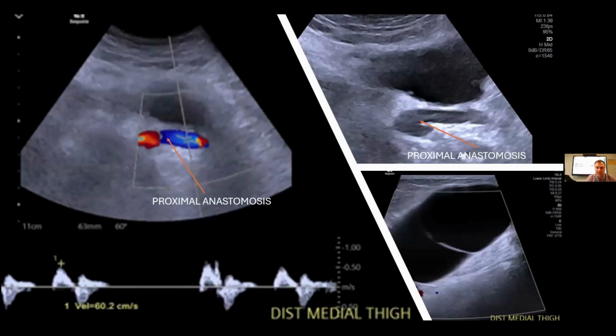So this gentleman came back in June this year after his exclusion bypass. We can see that the proximal anastomosis is flowing quite nicely, triphasic waveforms, but we can see that there's a post-operative seroma. There's quite a large amount, and he was quite uncomfortable with this.